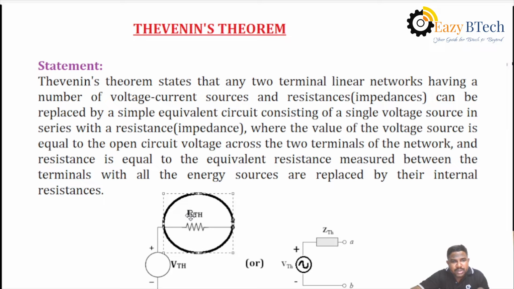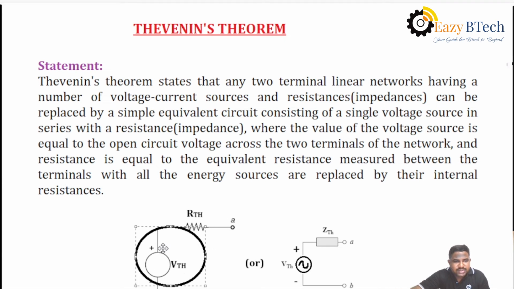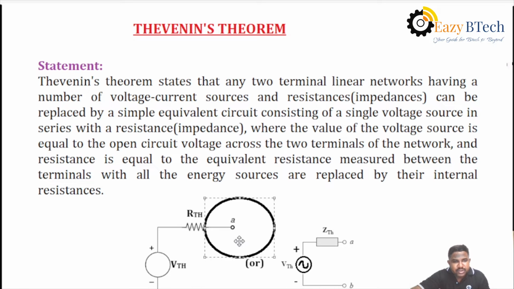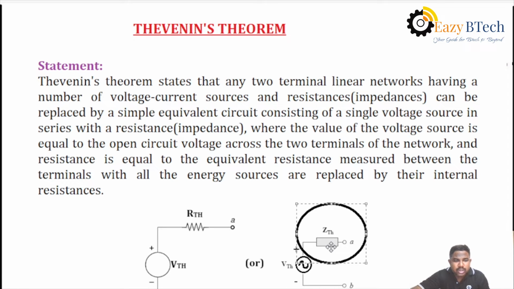First of all, you open the terminals. At the terminals, you find the open circuit voltage and, at the same time, the equivalent resistance. That voltage is called Thevenin's voltage, and that resistance is called Thevenin's resistance. In the case of an AC circuit, you have to find Thevenin's impedance in the form of RLC, a complex number.